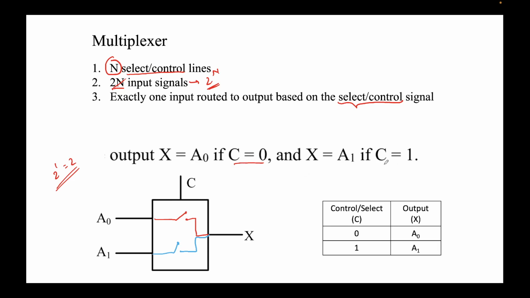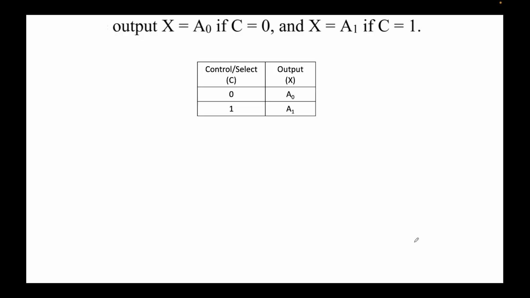However, if the value of C is 1, then this switch will remain open and this switch will close. In truth table terms, this is represented as this. So if the controller select signal C is 0, the output X will be A0. If the controller select signal is 1, the output would be A1. So I have just re-put the table here, and this was the expression that was given.